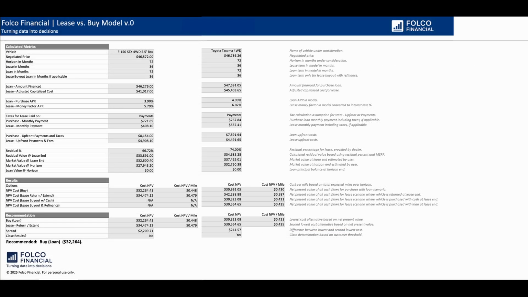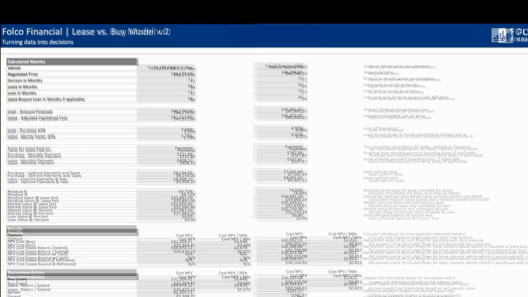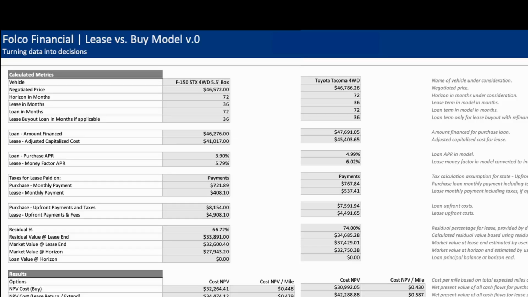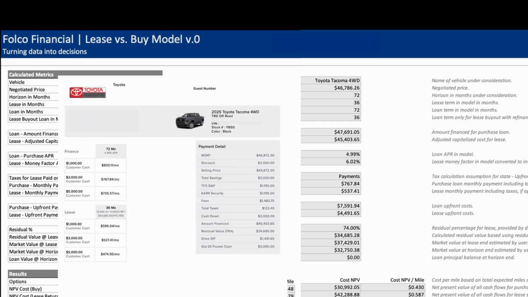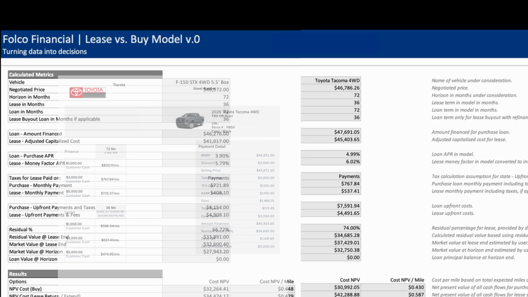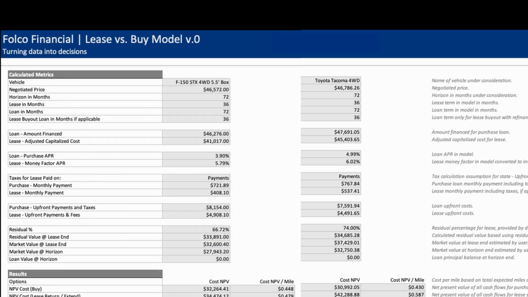Let's look at 2 examples: a Ford F-150 and a Toyota Tacoma. Both are popular pickup trucks and personal favorites. For both vehicles, we'll use a 72-month horizon, matching the loan term of 6 years and a 36-month lease. Their discounted purchase prices are about the same, and the loan and lease assumptions were taken directly from dealer data. For the Tacoma, I used actual numbers emailed from the Toyota dealer. They matched the values in the model. For the F-150, the figures were sourced online.